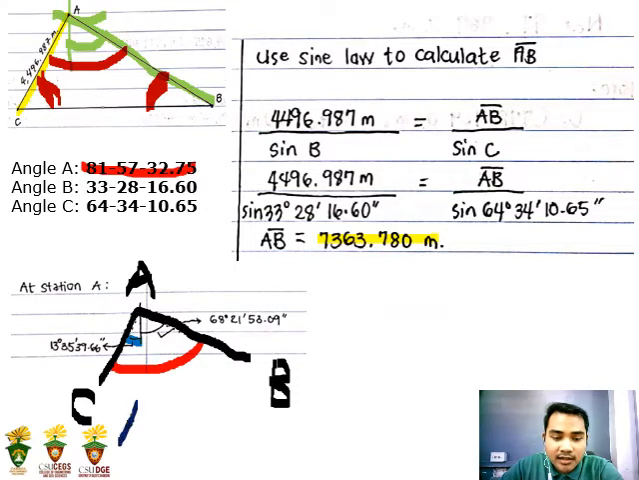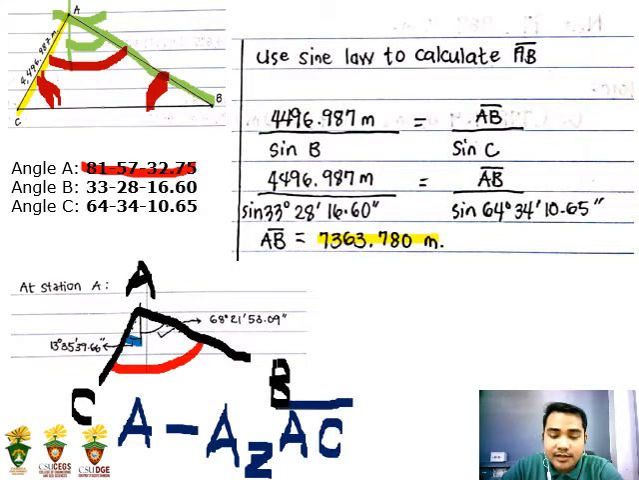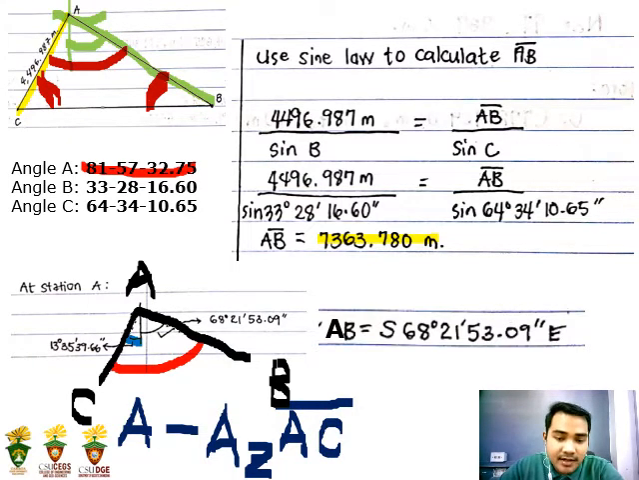So from angle A, minusan lang nato siya og azimuth, no? Azimuth sa A padulong sa C. Substituting the value, we can have this AB, 68, 21, 53.09. So sa iyang direction, from the south, south going to the east. So ako na siya, south 68 21 53.09 east. So mao na ni ang bearing na gamiton.